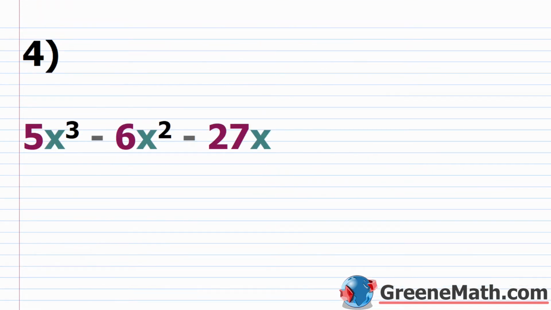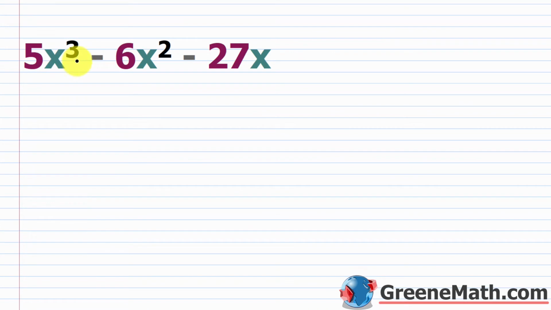Okay, let's look at problem number 4. So I have 5x cubed minus 6x squared minus 27x. Can I pull anything out? This has an x, this has an x, this has an x. So yes, I can pull out an x. Number-wise, no. You think about this is 5, that's a prime number, and 6 is 2 times 3. So number-wise, no. But I can pull that x out. So inside I'd have 5x squared. Then I'd have minus 6x, and then minus 27.